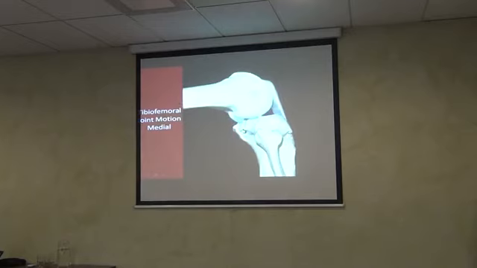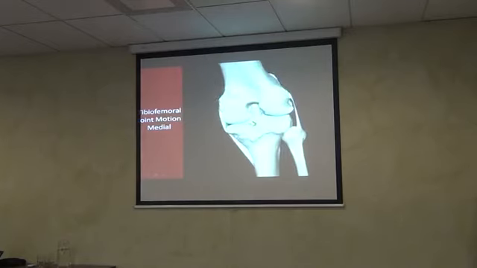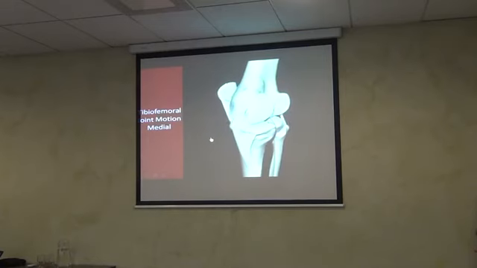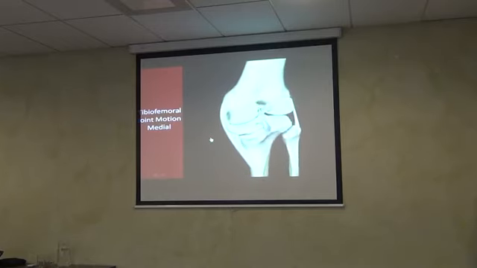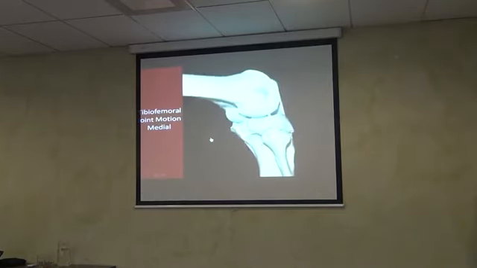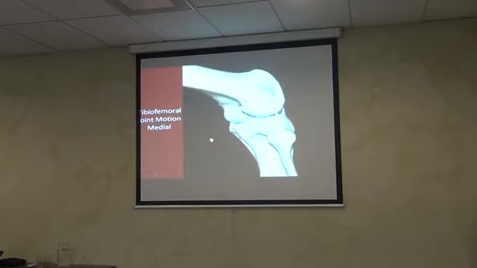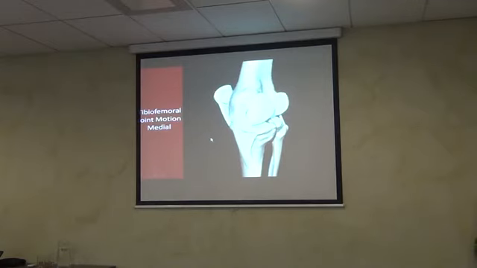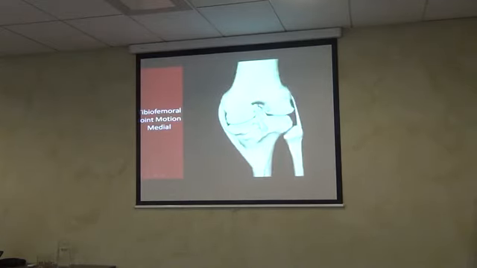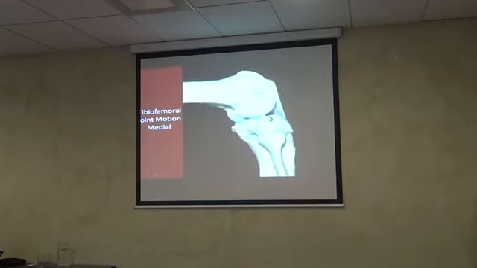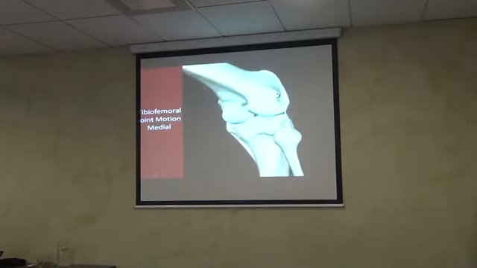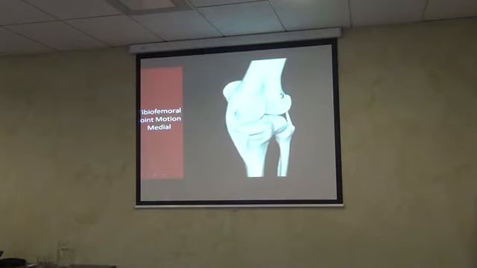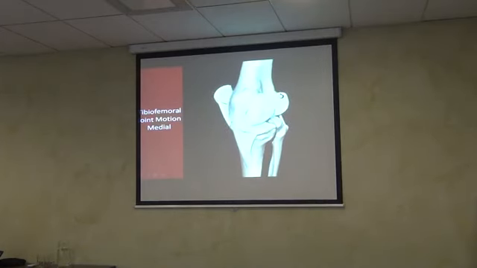Here you can see the different bundles, the different bands, of the posterior cruciate ligament. And here you can see the area where the popliteus crosses and inserts, in the anterior area of the external condyle.